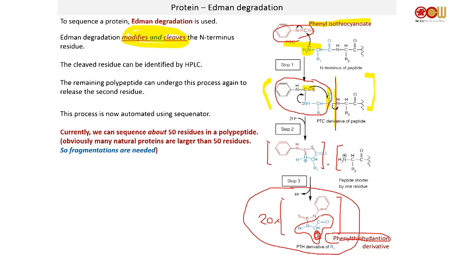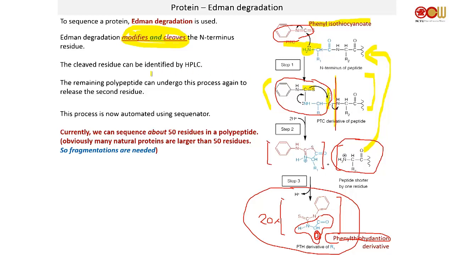Right? Now, the beauty of Edman degradation is that it releases your amino acid minus 1, okay? Such that this process can be repeated. Okay, so what you can do is bring this guy back up on top, and then you can do this process again.